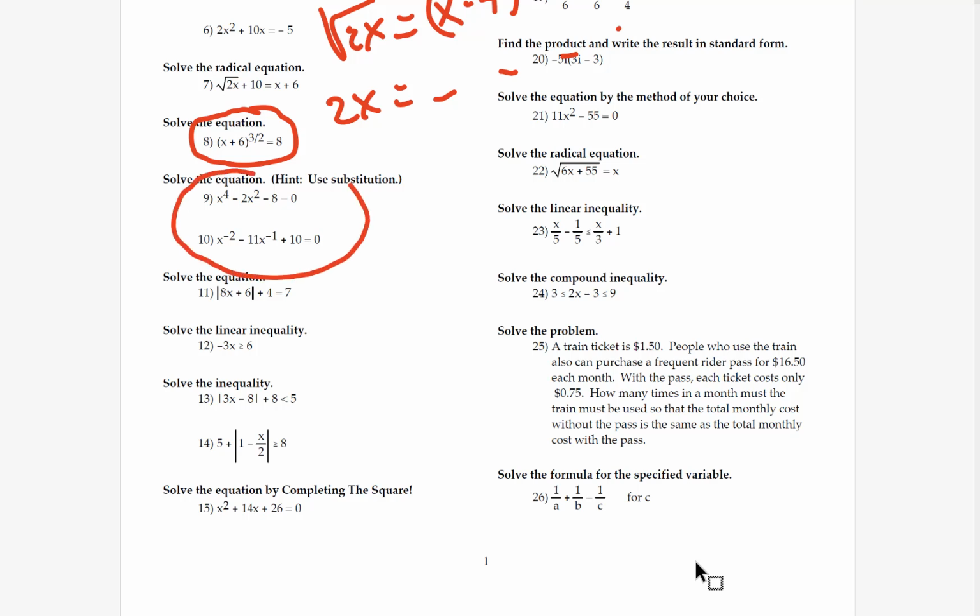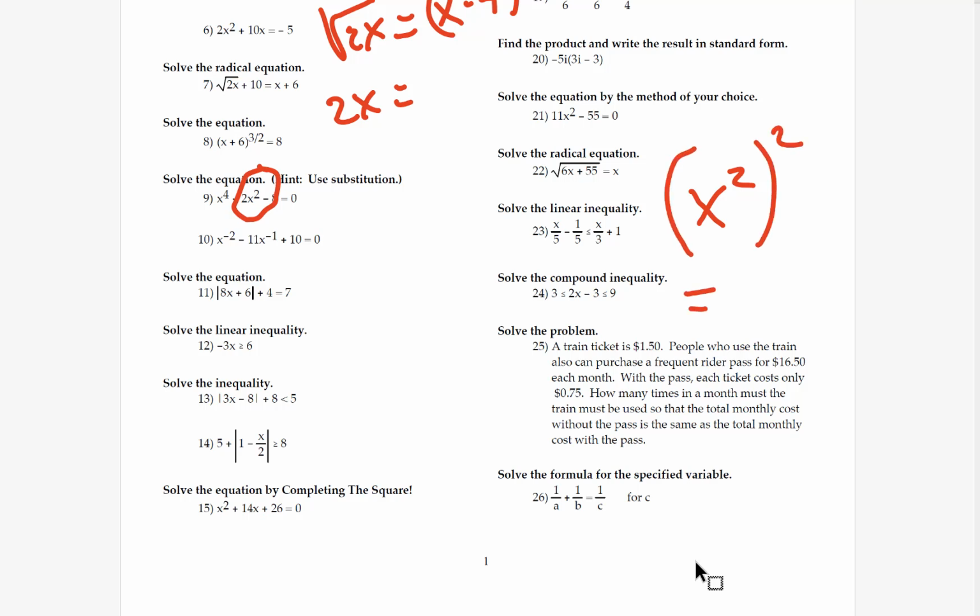Okay, these two, students don't realize that these are what are called quadratic type equations. And the way you know they are quadratic type equations is because if you take the middle term without its coefficient, that's x squared, and if you take that and then square it, that gives you x to the 4th, and that gives you back the first term. The other one works the same way.